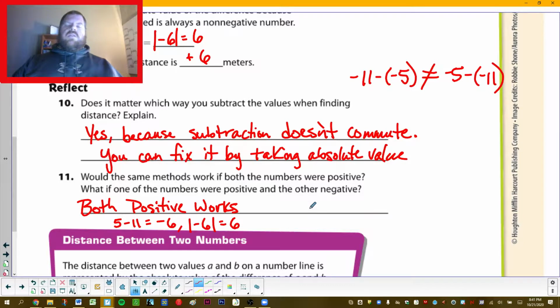So that method works. If one's positive and one's negative, let's say that he jumped out of a helicopter at 11 meters high and dove down into water at 5 meters below. So that would be like -5 minus 11. Well, you got to think about how far he actually traveled in this one. He started at 11, went down to 0, and then past 0 to -5. Okay, so this one also works.